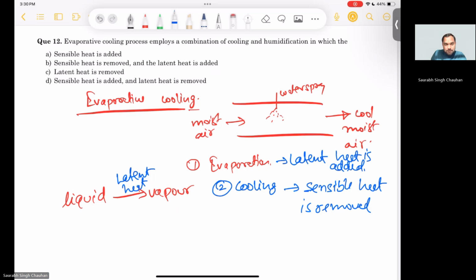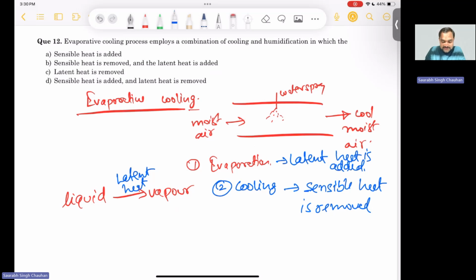Okay, so latent heat. Latent means something which you cannot see, which you cannot feel. So you are adding latent heat during the phase change process. The temperature is constant, and when the temperature is constant, you cannot feel the change. That is why the heat which you are adding during the phase change process is latent heat.